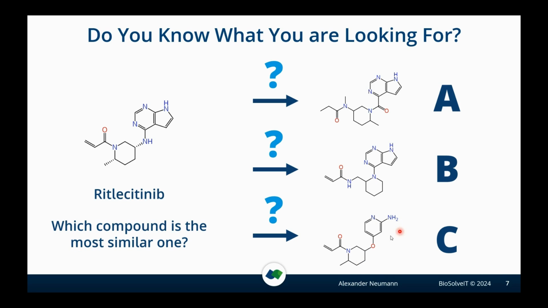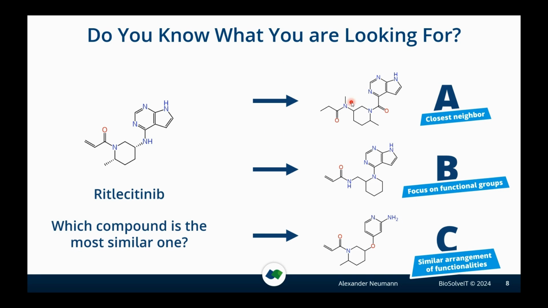Since it's a kinase inhibitor, we can all agree that this area here is the hinge binder. So it's more or less the same thing. We have a different atom here connecting the ring systems, but the left side is still the same. So if you think about it, this would be considered the closest neighbor if we just consider the Tanimoto similarity. Yet, it's not all about the Tanimoto similarity by the end of the day. In this area, we have a very high focus on functional groups, whereas for compound C, we have a similar arrangement of functionalities. So based on the perspective, all of those compounds could be considered to be very similar to the left compound, and to some degree, all of them address different perspectives.